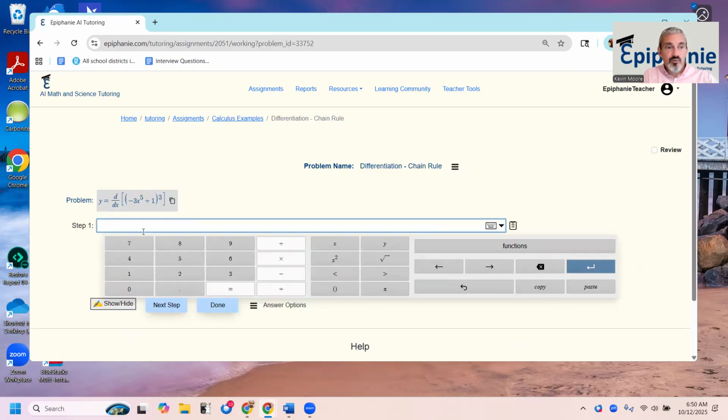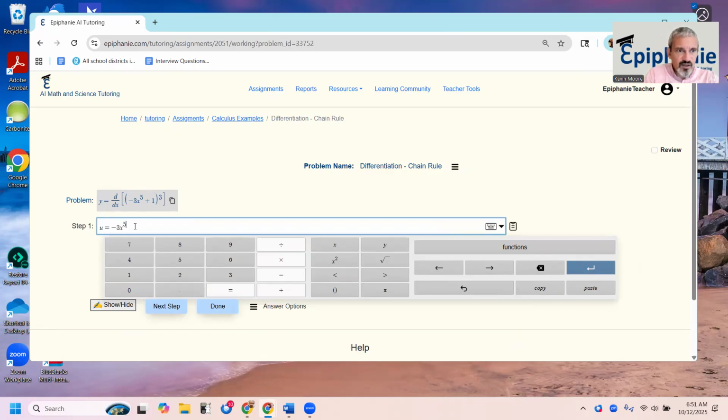This one involves the chain rule. We're going to do the same thing here. So how do we take the derivative of this using the chain rule? Well, remember, we're going to set u equal to the thing on the inside to make this easy. Let's go ahead and do that. U equals negative 3x to the fifth plus 1.